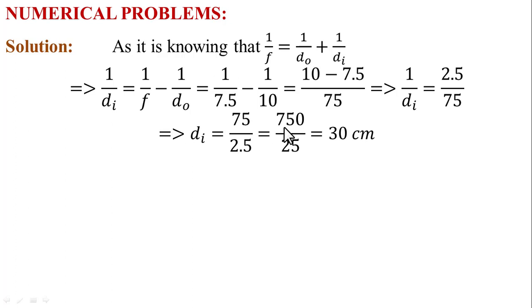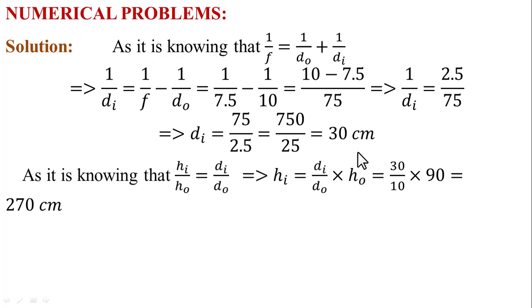So di is equal to 750 divided by 25, that is equal to 30 centimeter. So di is equal to 30 centimeter. Now we will find the height of image.